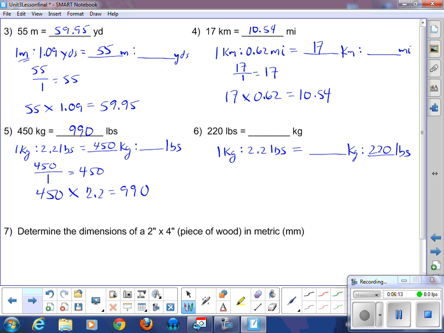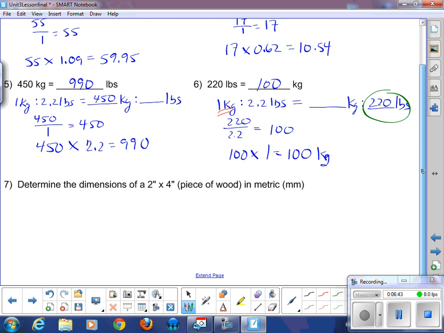So you take, again, the value that's by itself, so that's that 220, divided by the one that it matches up with, the 2.2. When we do the 220 divided by 2.2, you end up with 100. Take that 100 and multiply it by the number that wasn't used, so that's the 1, and you end up with 100 kilograms as our answer. So 220 pounds is 100 kilograms.